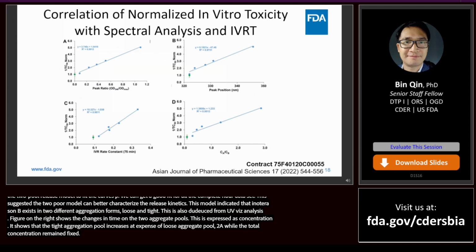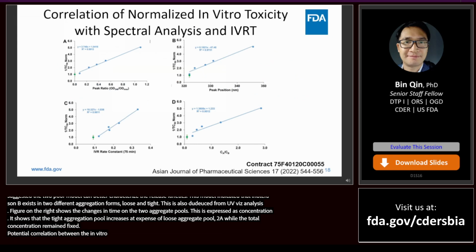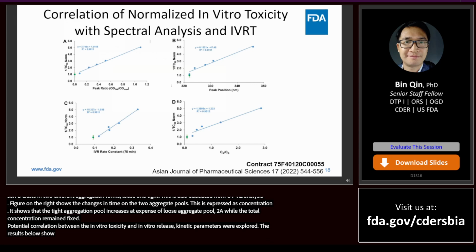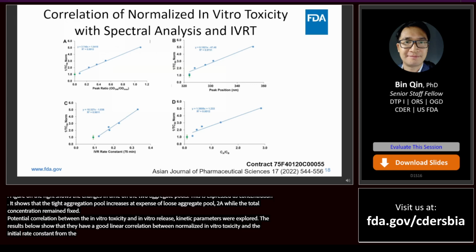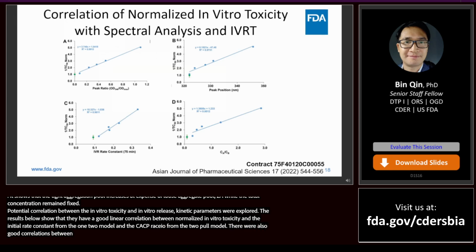Potential correlation between the in vitro toxicity and in vitro release kinetic parameters were explored. The results below show that there were good linear correlations between normalized in vitro toxicity and the initial rate constant from the 1-pool model and the CA-CB ratio from the 2-pool model. There were also good correlations between normalized in vitro toxicity and a peak position and main peak ratio.